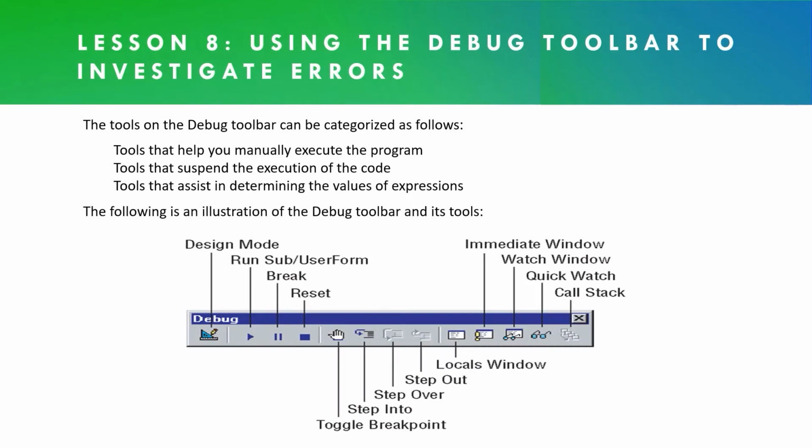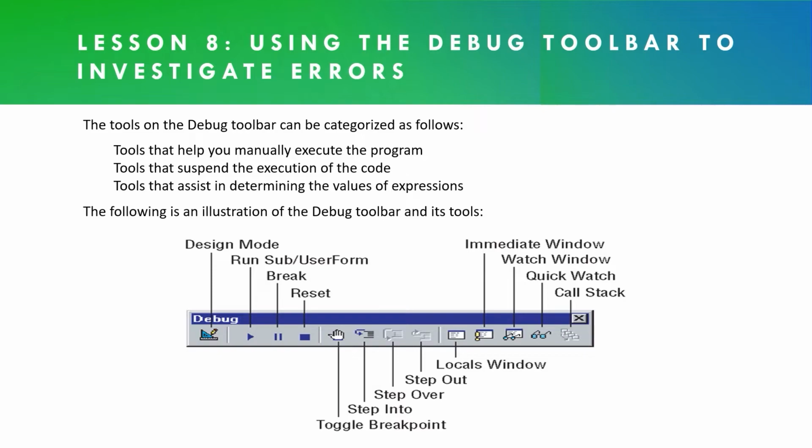When we start debugging, we will be using the debug toolbar in the editor to investigate our errors. So just to get you a little bit familiar with it, the tools on the debug toolbar can be categorized as follows: tools that help you manually execute the program, tools that suspend the execution of the code, and tools that assist in determining the values of expressions.